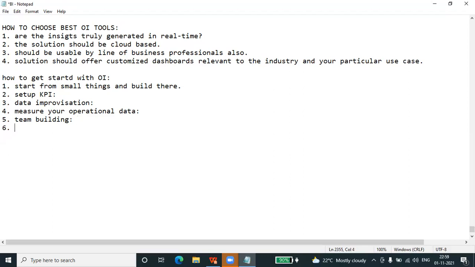Then objectives. When operational intelligence has broad applications, you have to identify where to have the greatest impact. Identify problems that operational intelligence can solve by discovering key pain points in the organization.